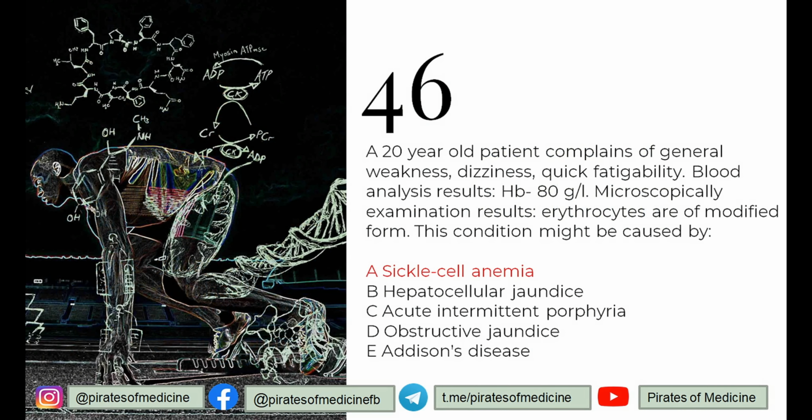So the 46th question today is that a 20-year-old patient complains of general weakness, dizziness, quick fatigability. Blood analysis results are that the hemoglobin level is around 80 gram per liter. Microscopically, exam results are erythrocytes are of modified form. This condition might be caused by.